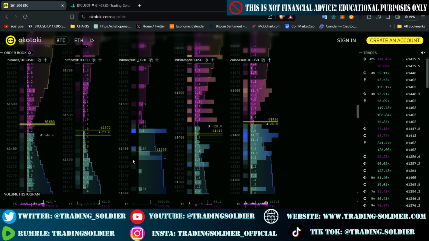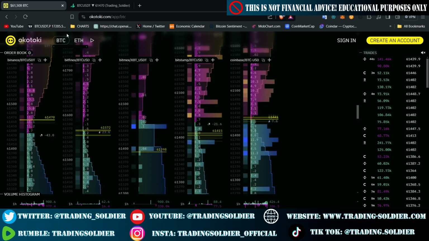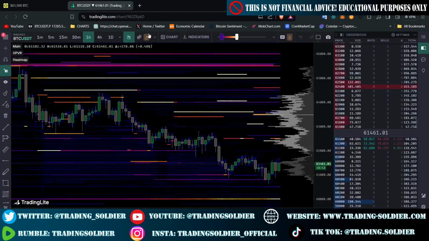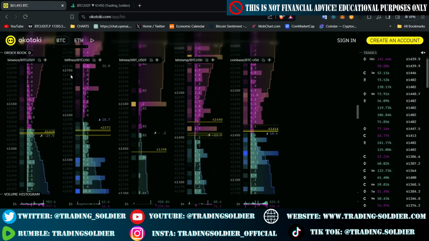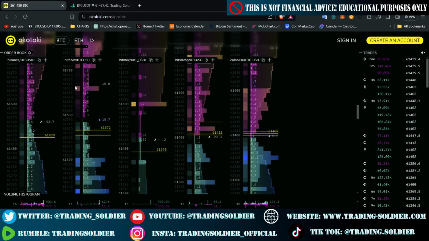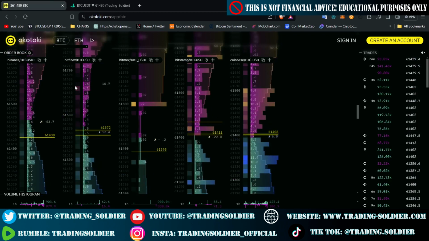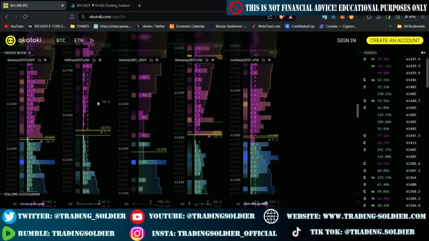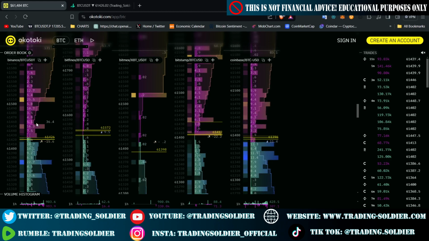As I said before, a heat map is just a graphical representation of the order book, and the order book is just a representation of the limit orders that are in a given exchange for a given asset for a given collateral. So basically, we can use order books to identify supply and demand areas or support and resistance areas.